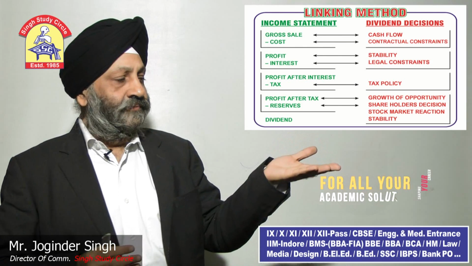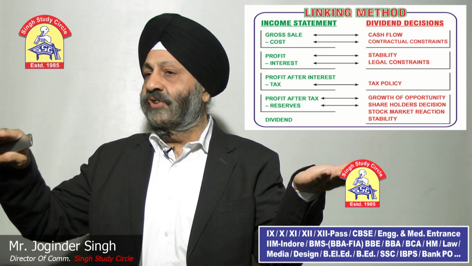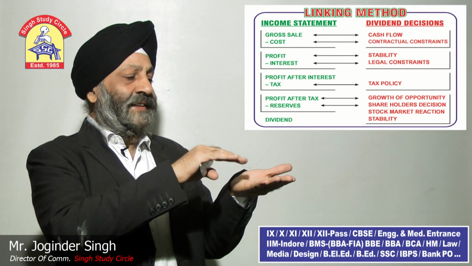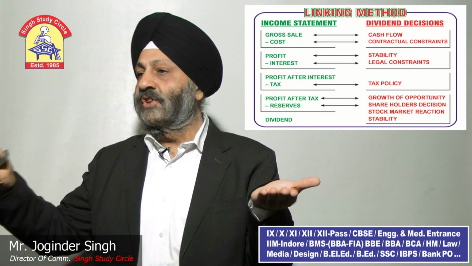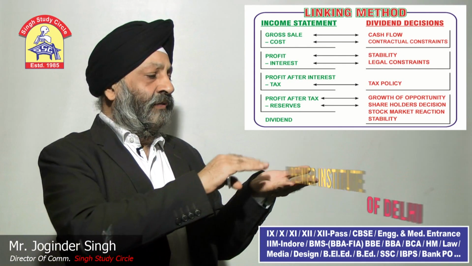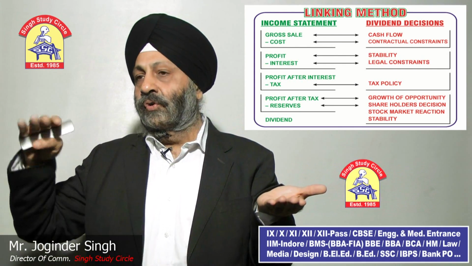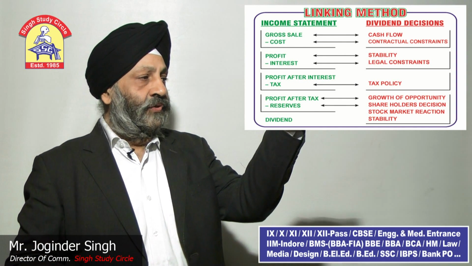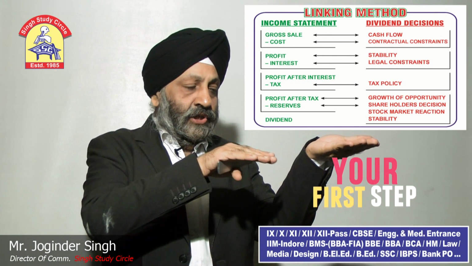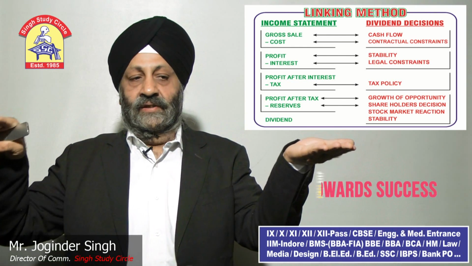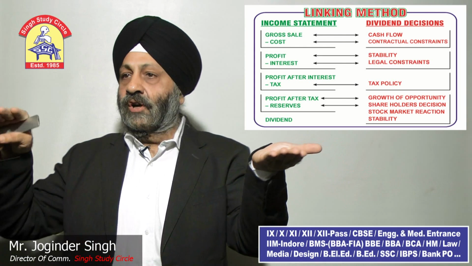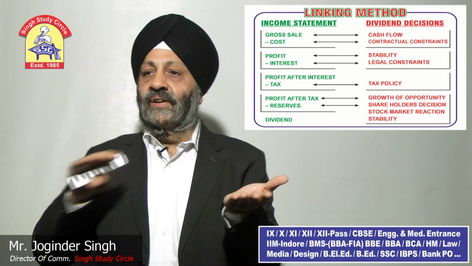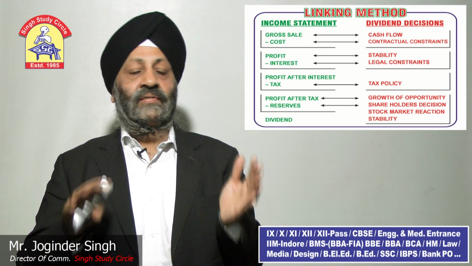Then there is written interest, and with interest I have written legal constraints. If interest is not paid, you are in legal trouble, legal constraints. Then tax. I related the point tax with the tax policy of the government. And then there is profit after tax. Profit after tax can be used for growth opportunities. So I have linked profit after tax with the growth opportunities. Then reserves. Whether reserves are to be distributed or not is a shareholder decision and also depends upon stock market reaction. Then there is the word dividend. So stability of dividend is also one of the factors which affect dividend decision.